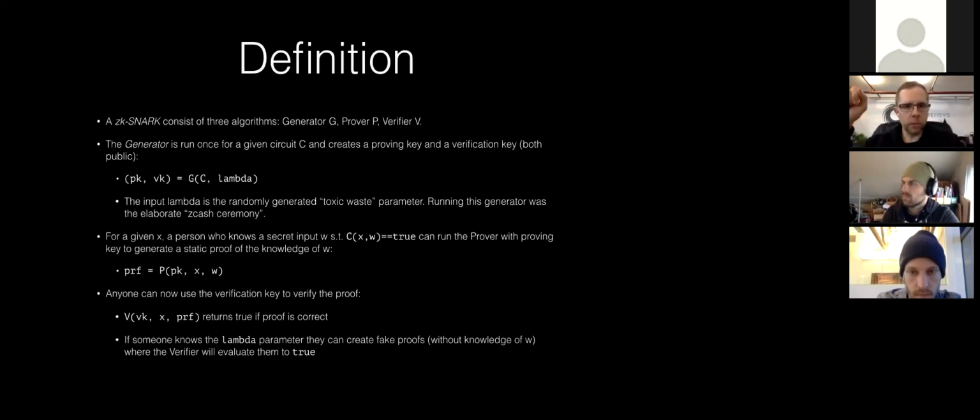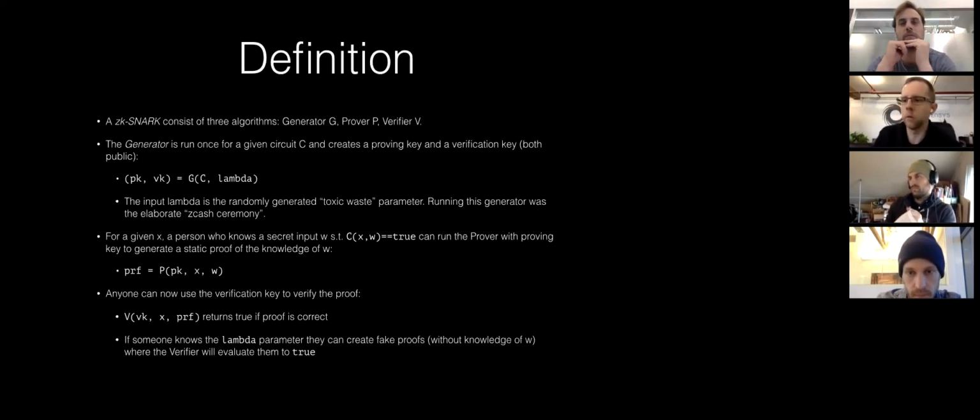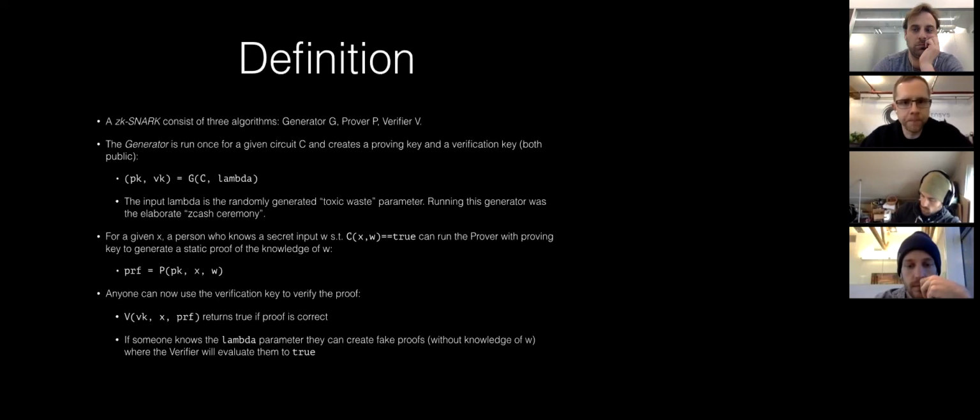So you see one of the inputs here is this lambda, and this is randomly generated, and this is what's known as the toxic waste that everyone's talking about when they talk about Zcash. And Zcash has this big ceremony to allow them to create this lambda in such a way that no one knew about it and no one saved it anywhere. So we can come back to that, but right now it's just a random parameter that's designed to create those proving keys and verification keys.